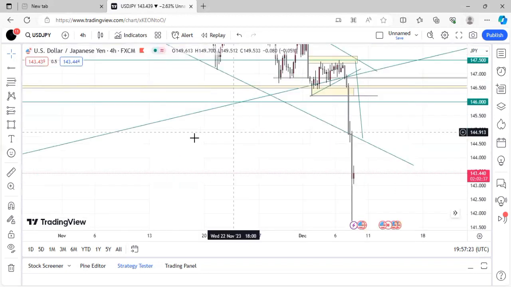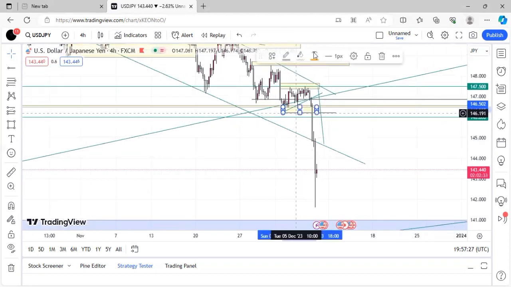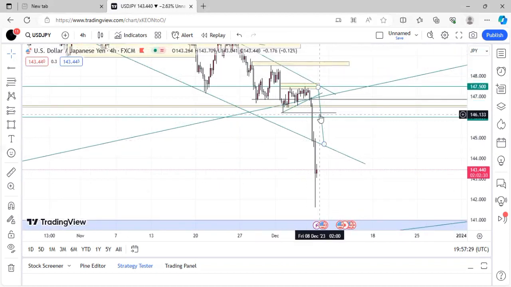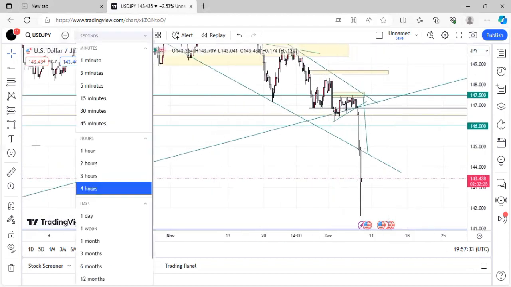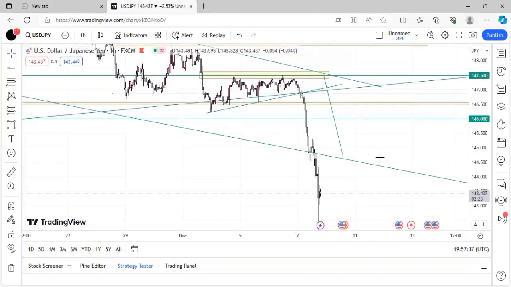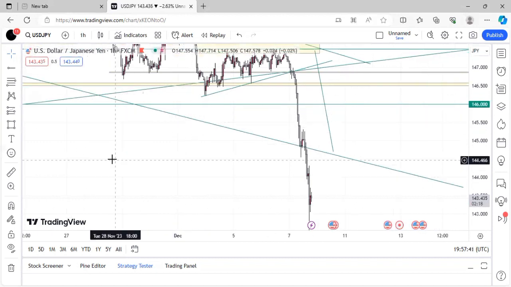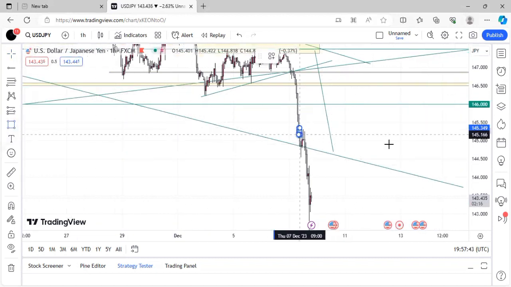Let me make everywhere clean so we'll be able to see what I need to see. Right. So, okay, where I'll be looking to take my entry, the first region I'll be looking to take my entry is 145, right? So we'll be expecting price to come back to 145.